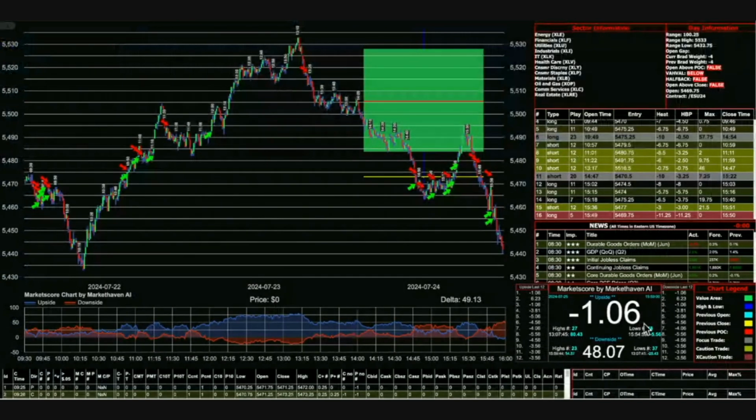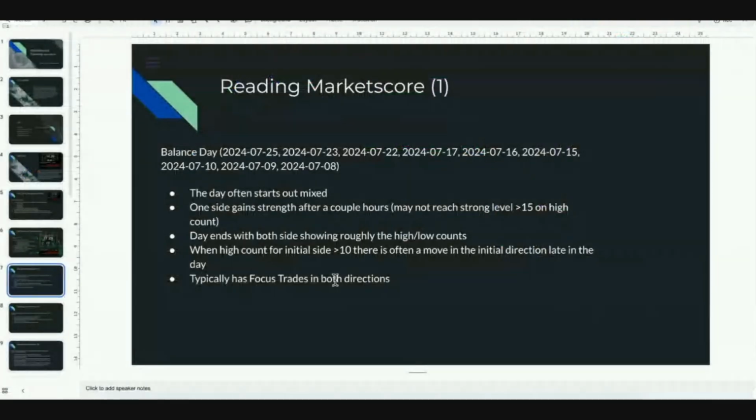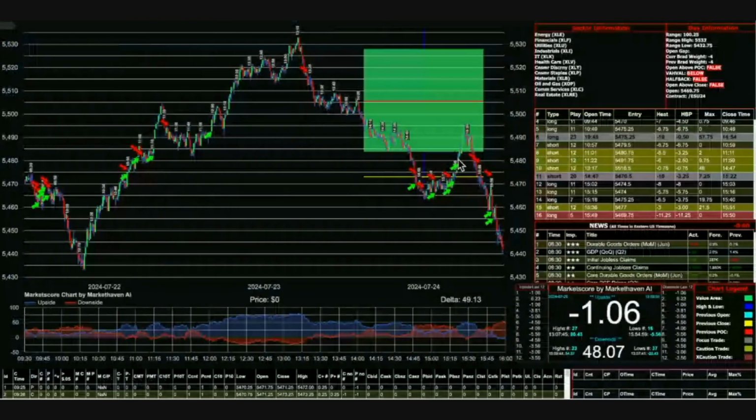The number of low counts, not quite exactly similar, but they're still double digits, is usually, I would say, consistent for the lows, because the low isn't as much of an indicator as the number of highs. And then the last one typically has focus trades on both sides. If you go into here, you see a long focus trade, you see a short focus trade.